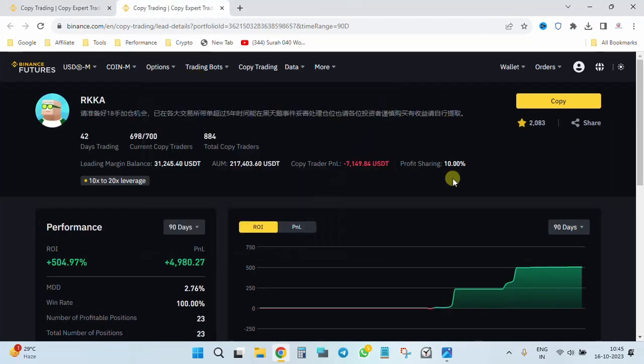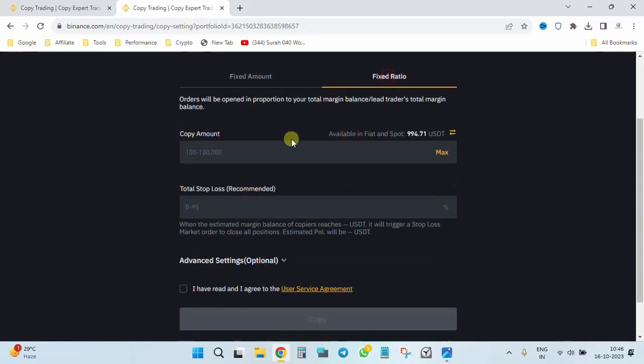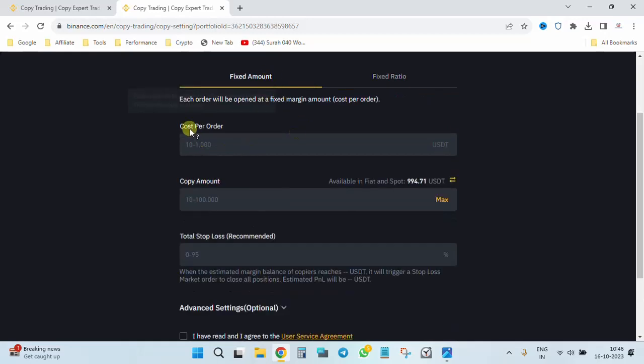Now coming to the final thing, which is showing you an actual trade. So how you can go and activate a trade: you go over here and say copy, then you have an option of fixed amount or fixed ratio. Over here orders will be opened in proportion to your total margin lead trader balance. I'm not comfortable with this particular ratio because it has not been explicitly explained, so I will stick to fixed amount. Cost per order minimum 10 and maximum 1000, so I'll keep it to 10.